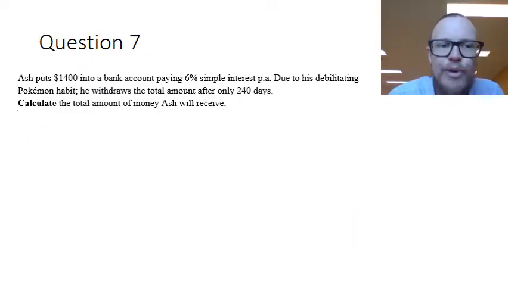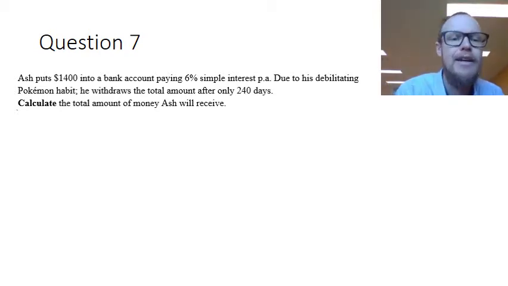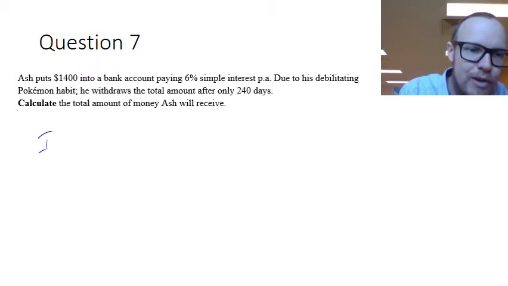Question 7, we've got Ash putting $1,400 into a bank account, paying 6% simple interest. He withdraws the total amount of money after only 240 days. What is the total amount of money Ash will receive? So that's the total amount of money that is going to come out of his bank account. To find interest, we need to write down the formula. I equals PRT over 100.